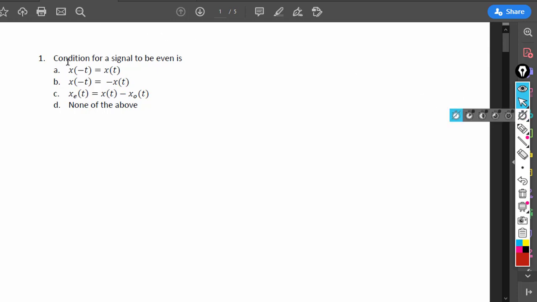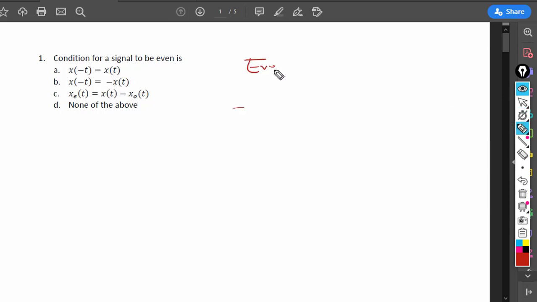The first question says that the condition for a signal to be even is: option A, x of minus t is equal to x of t. Option B, x of minus t is equal to minus x of t. Option C, x e of t is equal to x of t minus x o of t. And option D, none of the above.